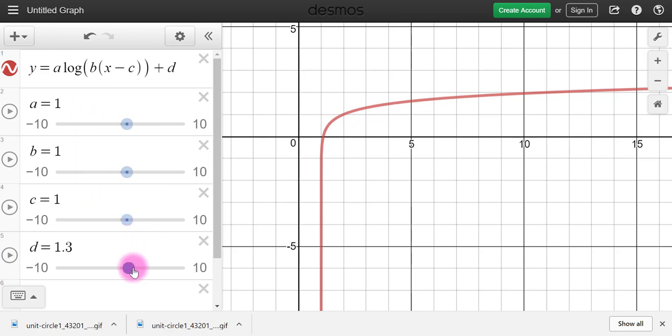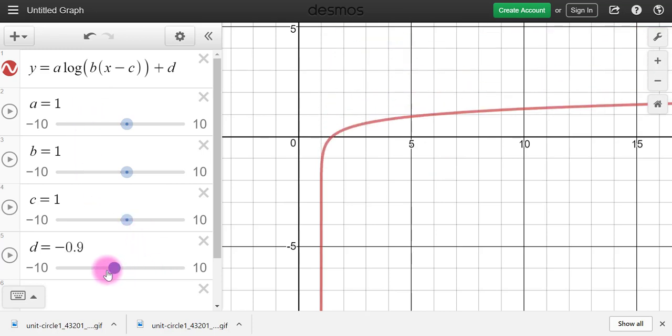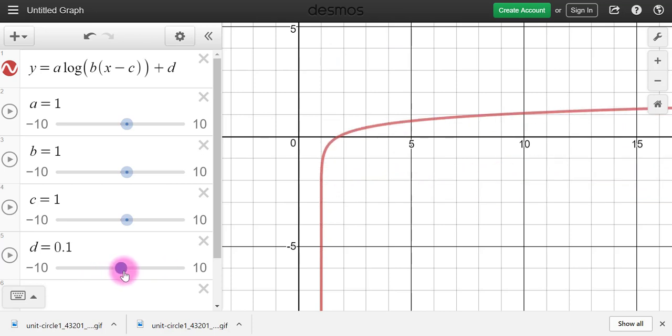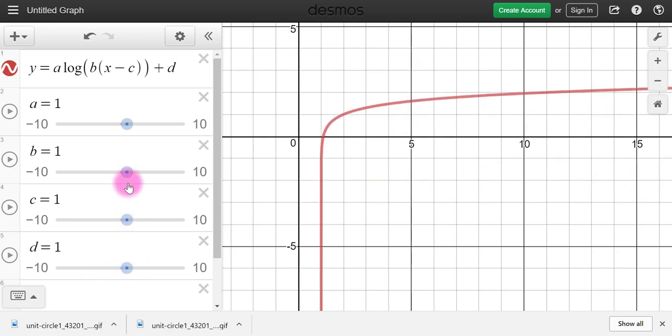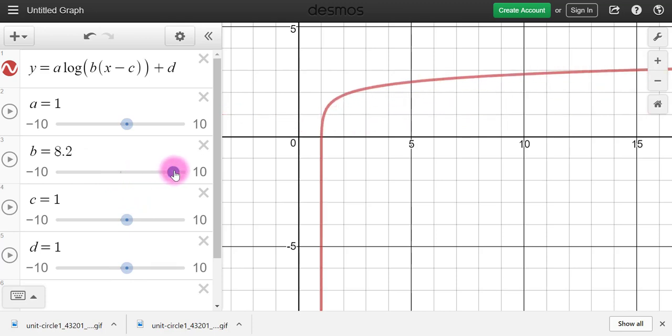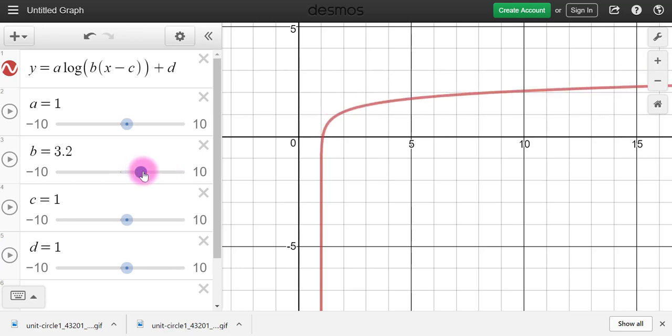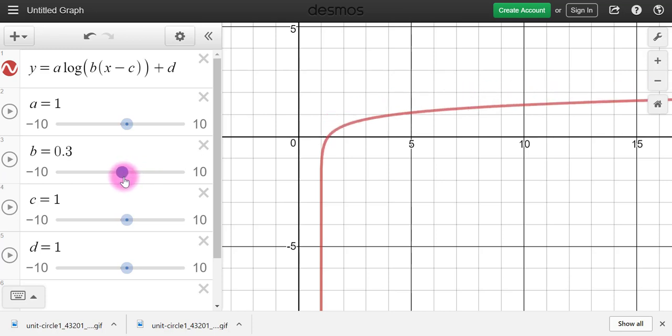But have a look at D. D does what we expect. That constant on the end always just shifts it up and down. Now, if I move D back to 1, have a look at B. Now it's negated when B is negative, but when it's positive, what's it doing? It's just shifting it up and down. It's not quite like D, because it's a log base Z of B, but it is still shifting it up and down.